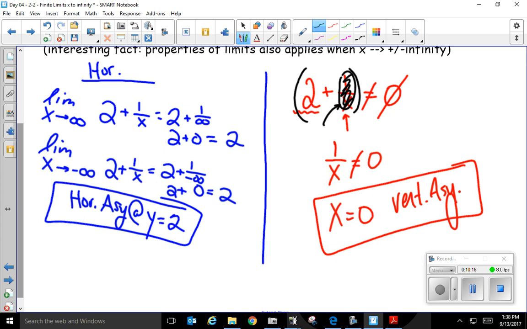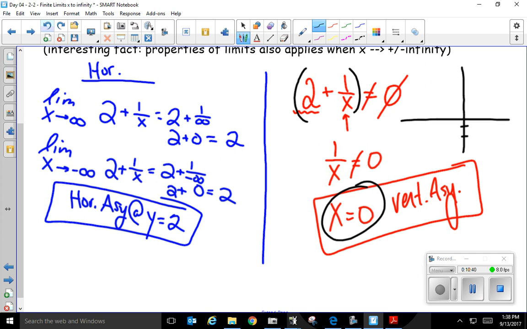Okay, let me re-explain this. What makes 2 plus 1 over x undefined? What's the only thing that can be undefined there? 0 on the bottom. x is 0. There you go. There's your vertical asymptote. Don't overcomplicate it. So if I graph this, y equals 2 is going to be my horizontal asymptote, and x equals 0 is my vertical asymptote. So I might have something that looks like that, maybe. Should we plug it in the calculator and see?